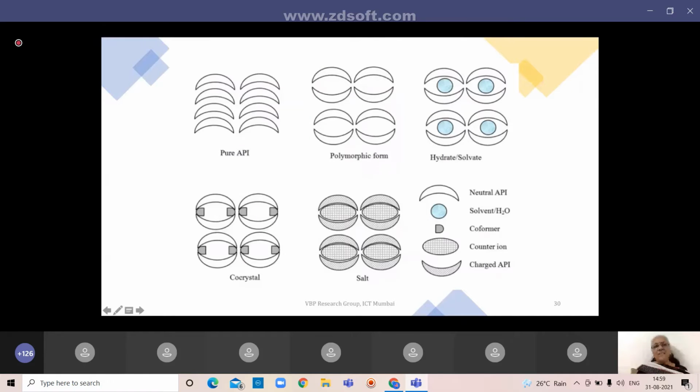Oh, this slide I love, because this actually tells you, if this is pure API, you can represent pure API which is neutral by a half moon. And if it is charged API, with a shaded area like this, these are polymorphs. Hydrates and solvates will have water molecules or solvent molecules arranged like this. Co-crystal can be represented like this, wherein you can have neutral API, but it is getting associated with the co-former. Whereas in salt, when will salts get formed? Only when you have charged API and you have counter ions to match that. So this slide actually puts in perspective what you mean by polymorphs, hydrates, solvates, salts, and how co-crystals are different from all of these.